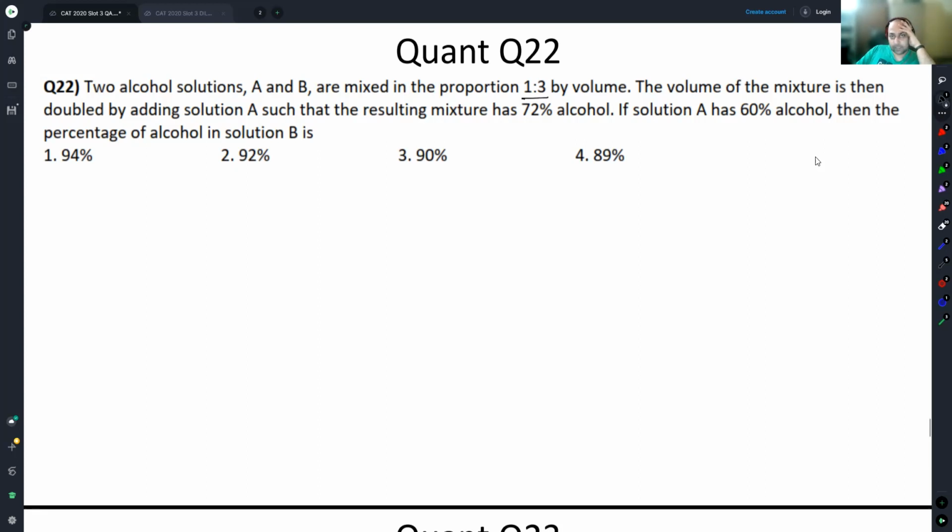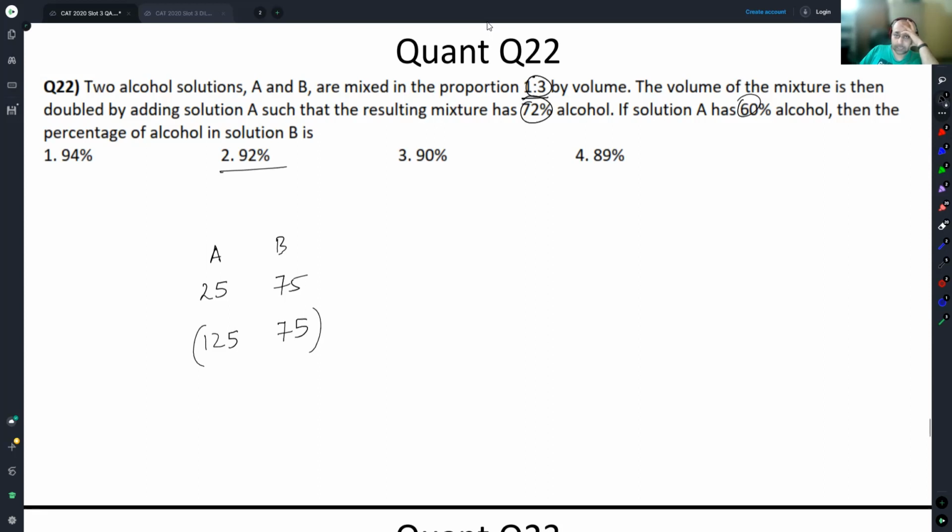The very fact that in the entire question I have ratios, percentage, and then finally I have been asked, the final answer is also a percentage. Then what do I know? Any amount I take is fine. So I'm saying A was 25 liters, B was 75 liters. The volume of the mixture is then doubled by adding solution A. Right now, total volume is 100. If it is being doubled, 100 A is added. So now the ratio is 125 to 75.